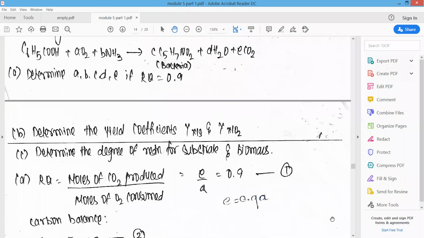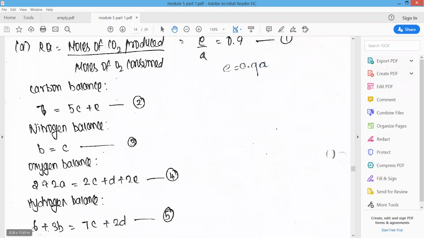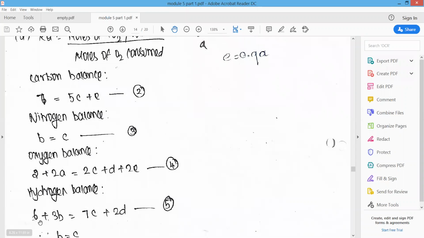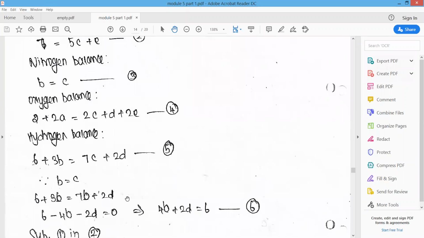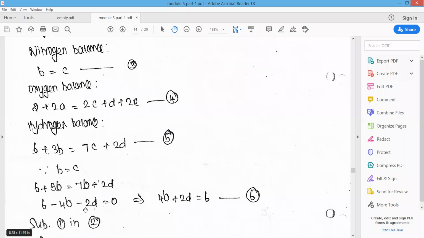Same way you have to write for oxygen balance and hydrogen balance. You will get the equation 2 plus 2A is equal to 2C plus D plus 2E. And hydrogen balance is 6 plus 3B is equal to 7C plus 2D. So nitrogen balance we have got B is equal to C. Substitute here. So you will get 6 minus 4B minus 2D is equal to, instead of C, you substitute B. So you will get 4B plus 2D is equal to 6.